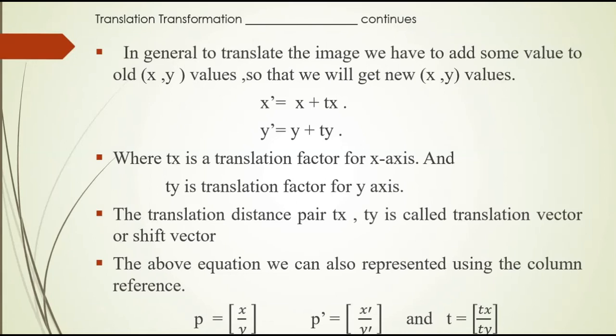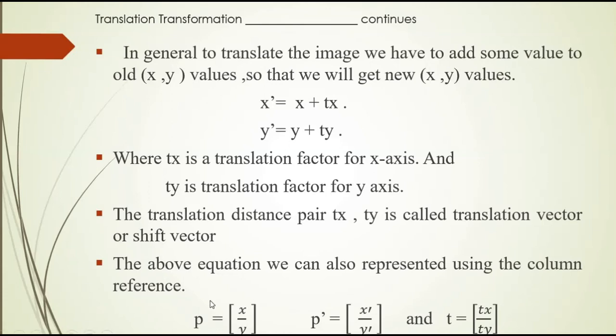Here tx and ty are called the shifting vector because they shift the object. You add the shifting vector to the original coordinate, and then the object will be shifted.